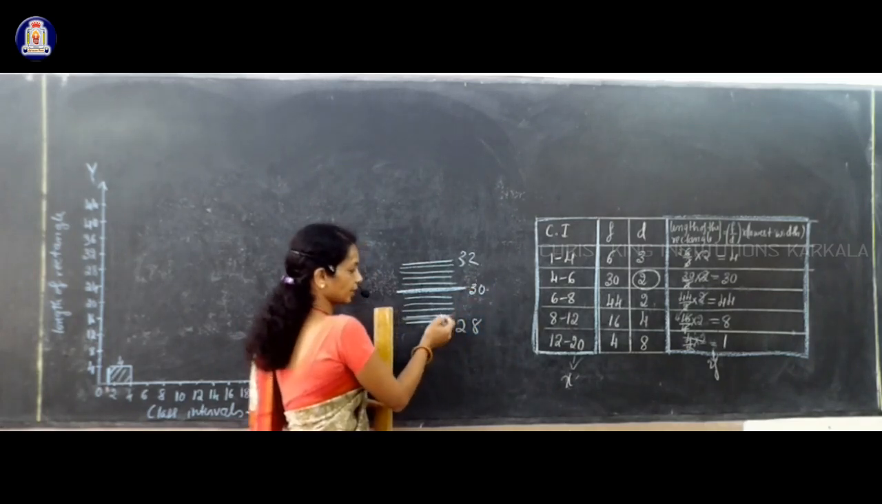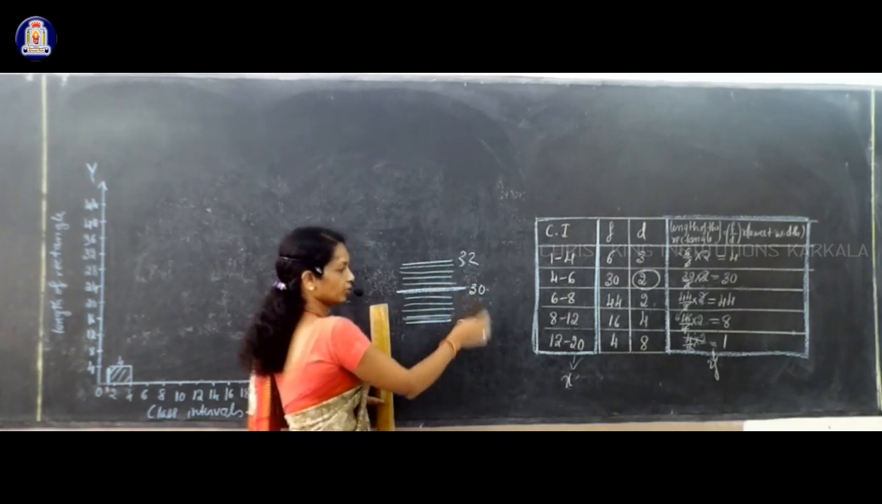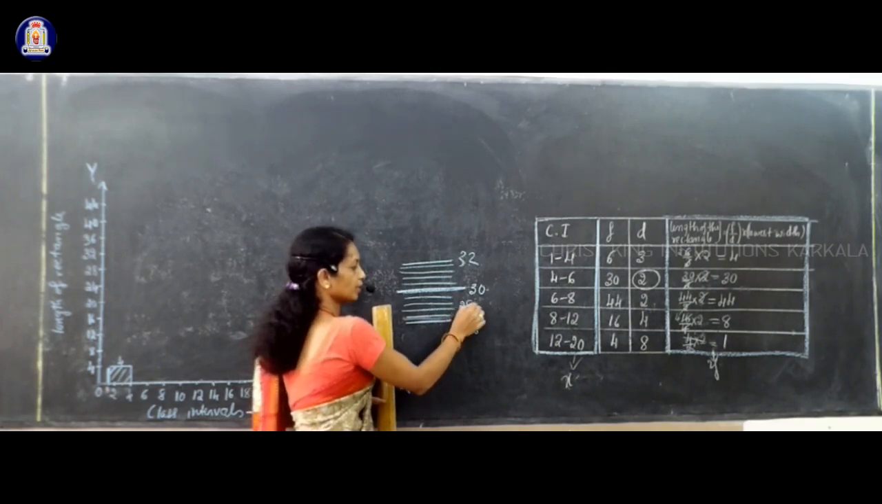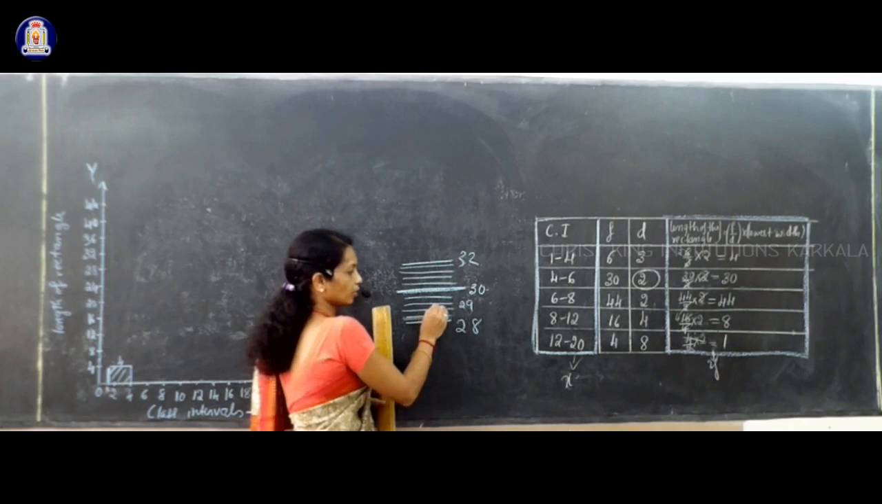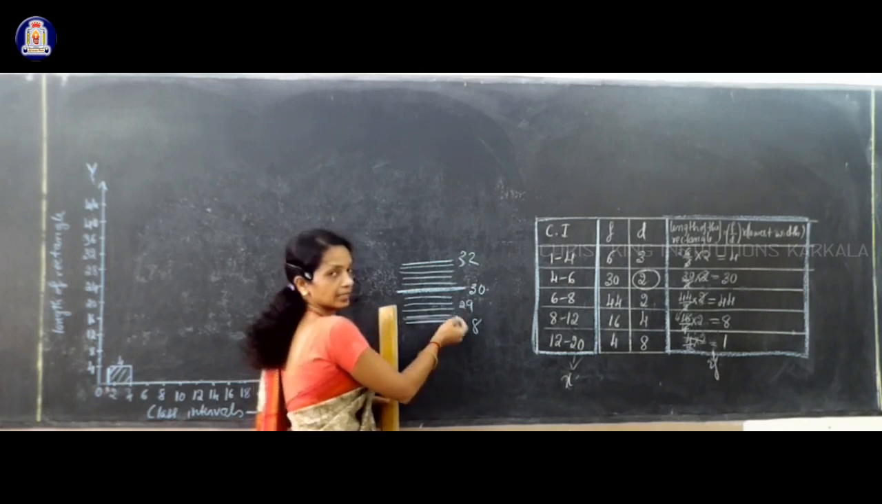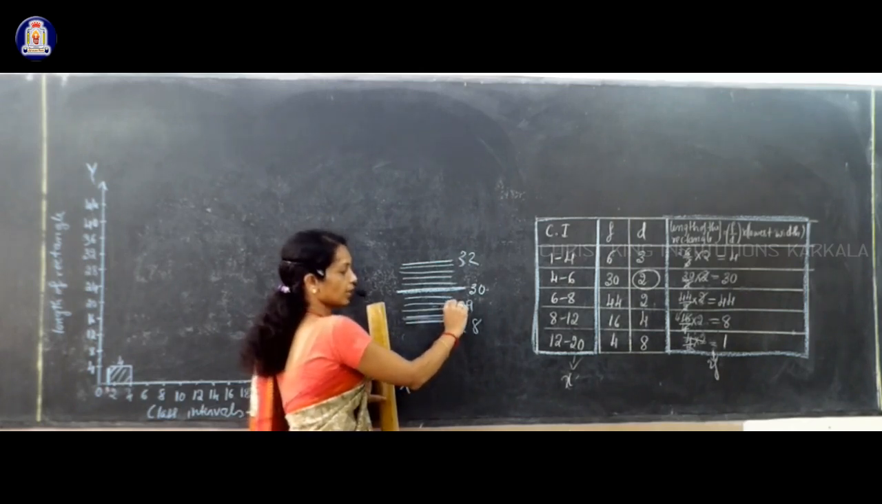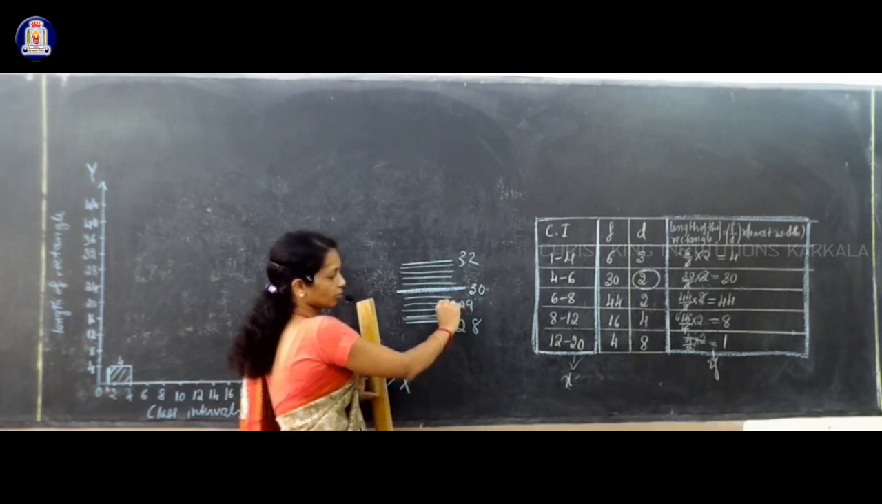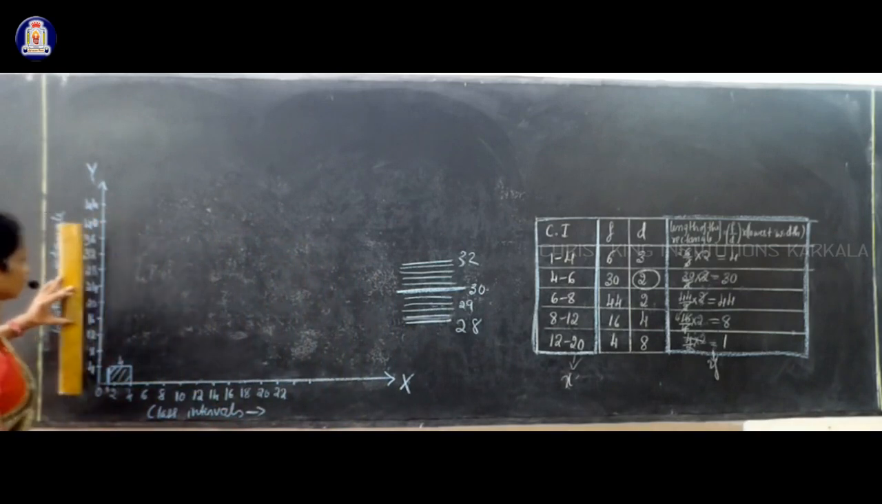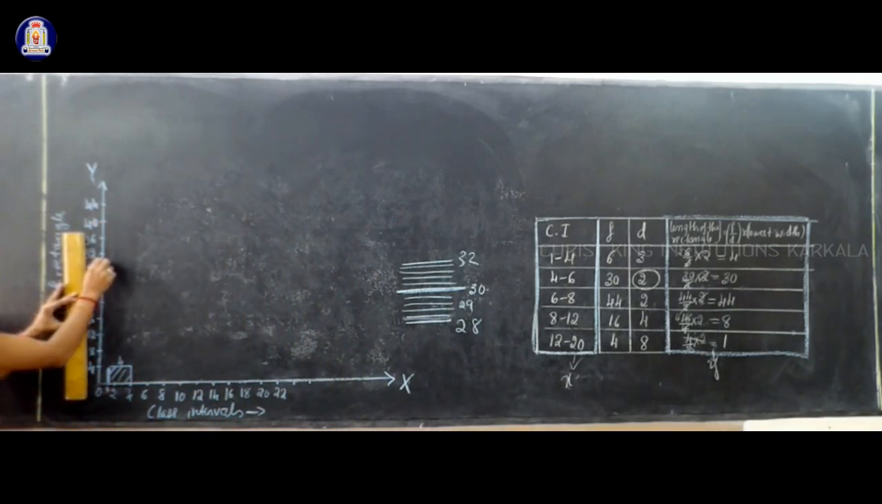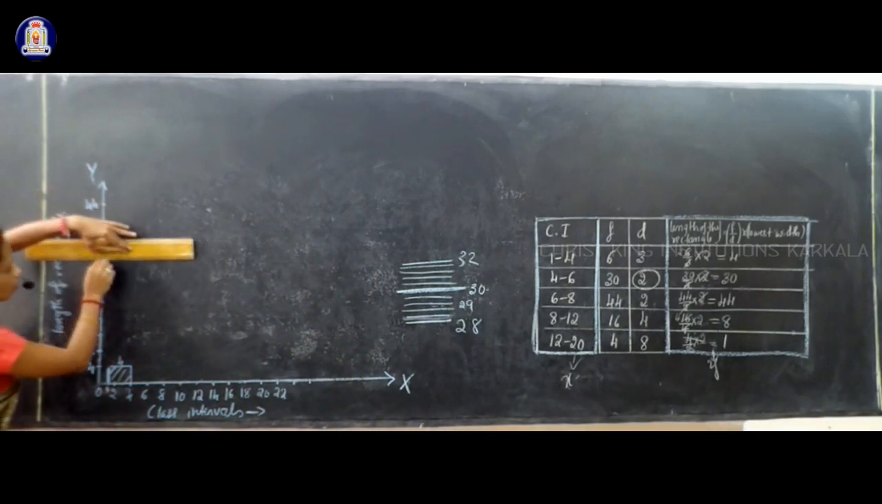Exactly in between 28 and 30 you have what? 29. That is in between this second and third line. That line is not visible, but exactly in between these two lines, that is second and third line, you have 29. But now we have 30. So it is easy. Exactly in between 28 and 32 you have 30.